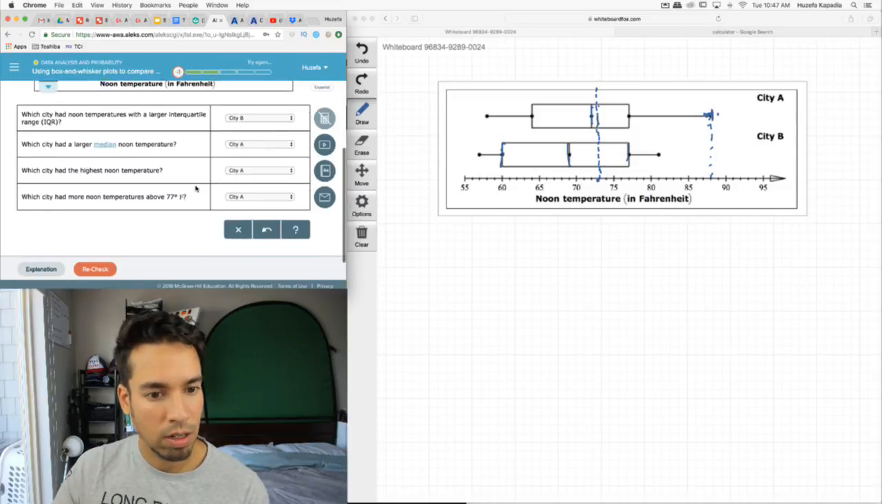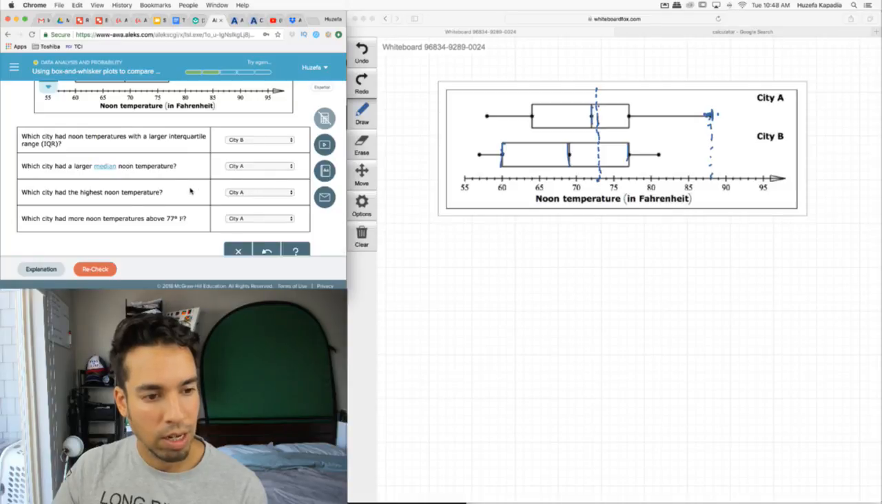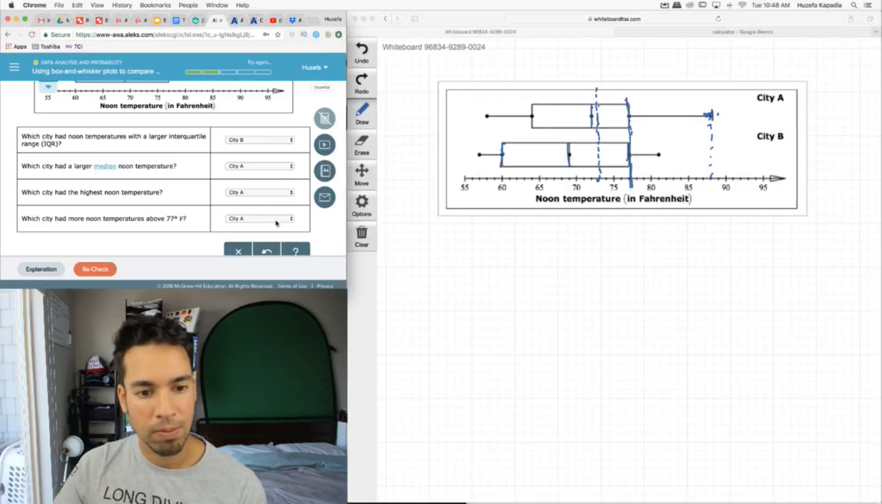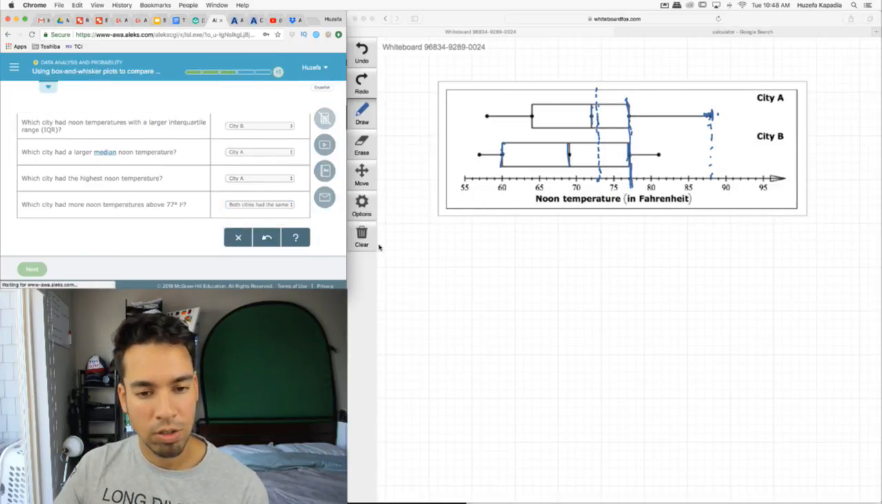Oh, it's not. Okay, let's see which one of the answers is incorrect. Which city had more noon temperatures above 77? Oh, 77. I put 73. Sorry. So 77 is right here. Oh, it's equal, because this is the 75th percentile. Ah, I missed that. There we go. Little mistake. Let's do one more.